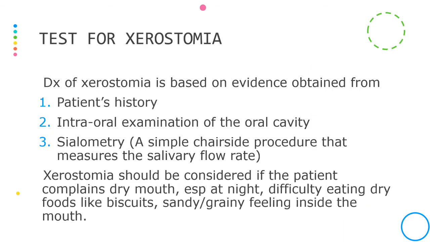Now that we're done with the methods of collecting whole saliva as well as glandular saliva, let's move on and take a look at the test for xerostomia. So diagnosis of xerostomia is based on evidence obtained from 1. Patient's history, 2. Intraoral examination of the oral cavity, and 3. Sialometry, which is a simple chairside procedure that measures the salivary flow rate. Xerostomia should be considered if the patient complains of dry mouth, especially at night, difficulty eating dry food like biscuits, and a sandy or grainy feeling inside the mouth.